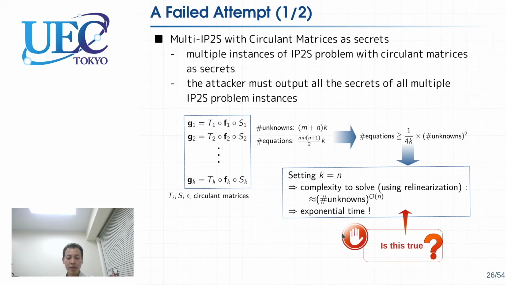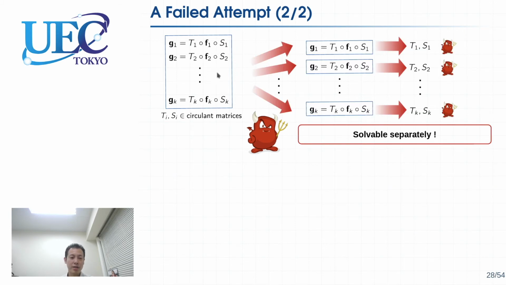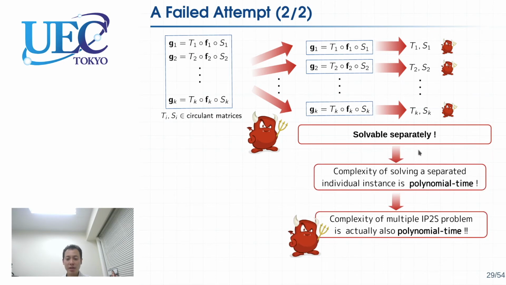However, is it really true? Unfortunately, it's not true. Because instead of solving them simultaneously, we can solve them separately one by one. And because solving one problem is polynomial, the complexity of the whole problem is actually polynomial time. So just increasing the number of problem instances doesn't mean that it's secure.